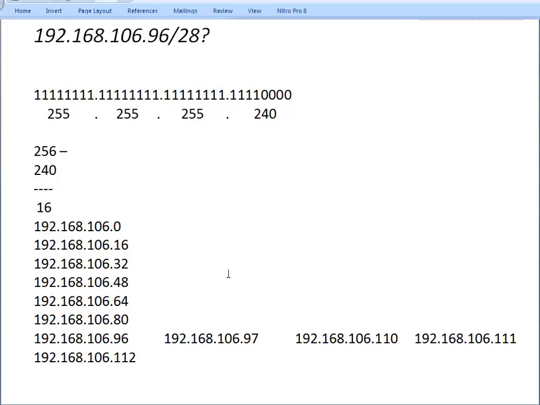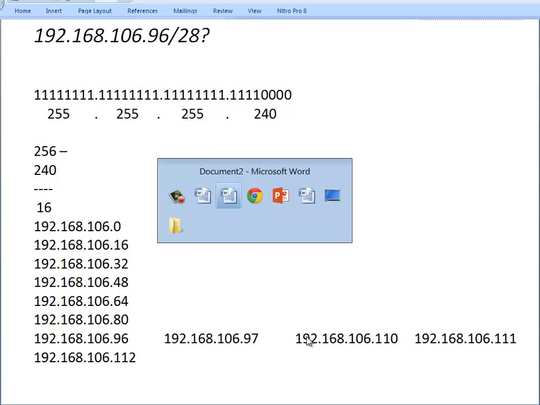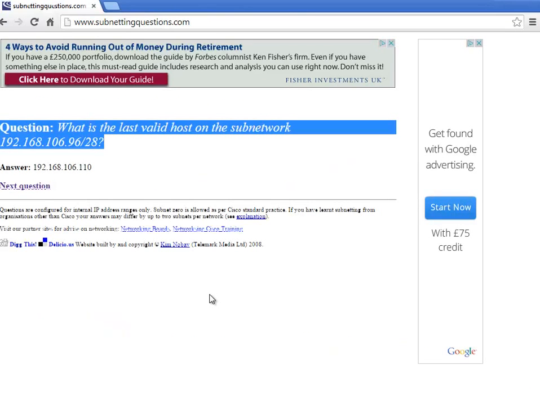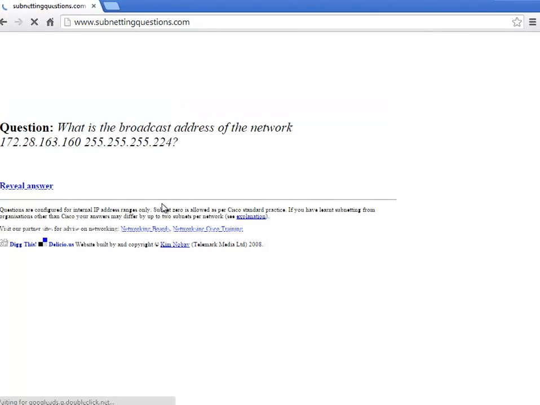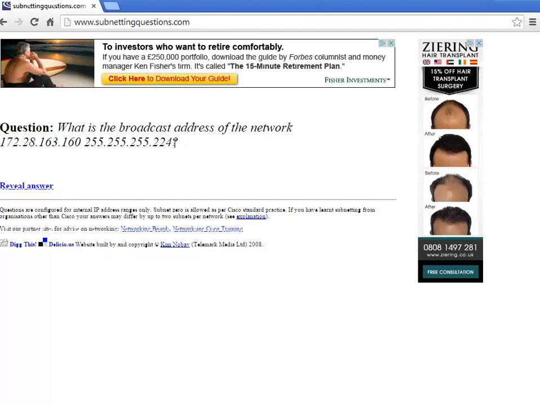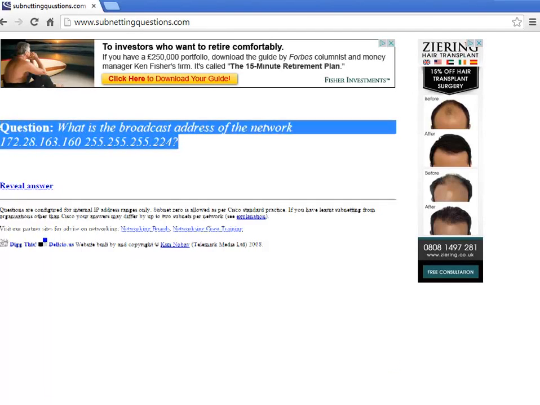Okay. Now the last valid address is going to be 192.168.106.110. Okay, let's get up another question here. What is the broadcast address of this network?